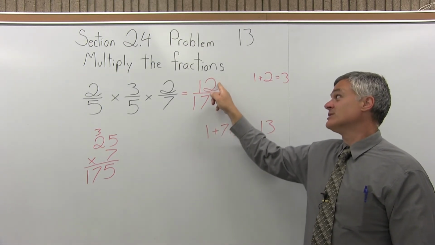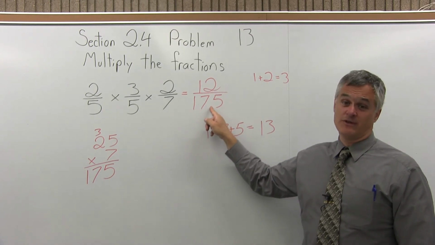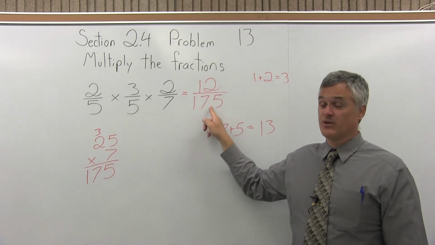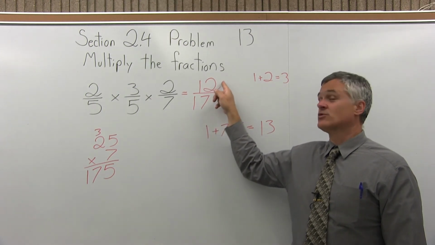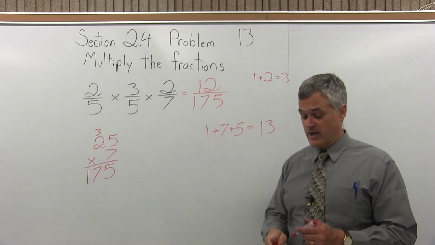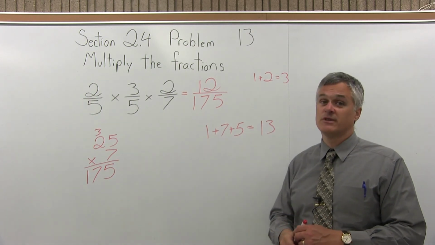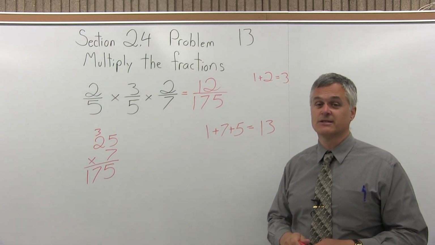And 6 divides into 12, but I know it won't divide into 175 because 2 and 3 won't divide in, so I don't even really have to divide out the 6. So none of the factors of 12 divide into 175. So I can see that 12 over 175 cannot be reduced, and that's the final answer.